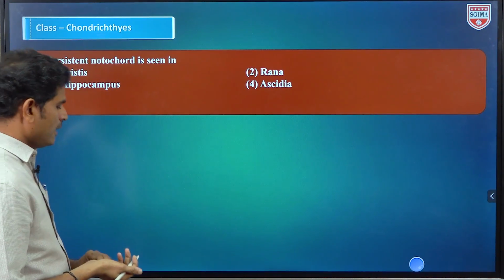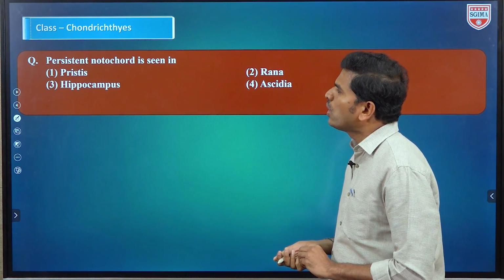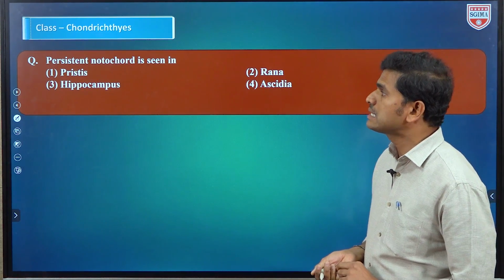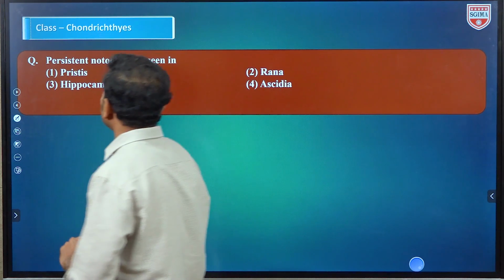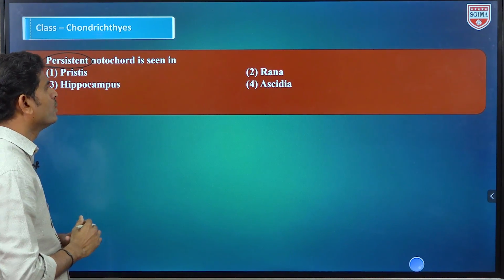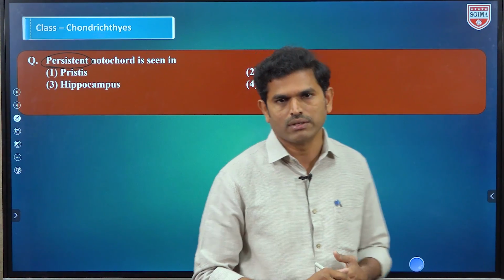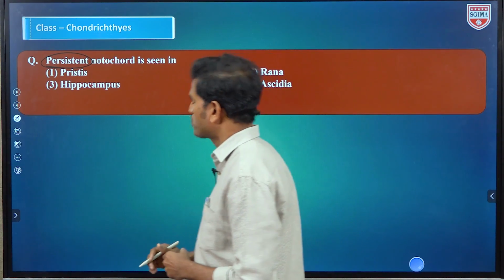The question is: persistent notochord is seen in. Persistent notochord means the notochord is present throughout life. This is also one of the characters of Chondrichthyes fishes. Okay, let us see the options.